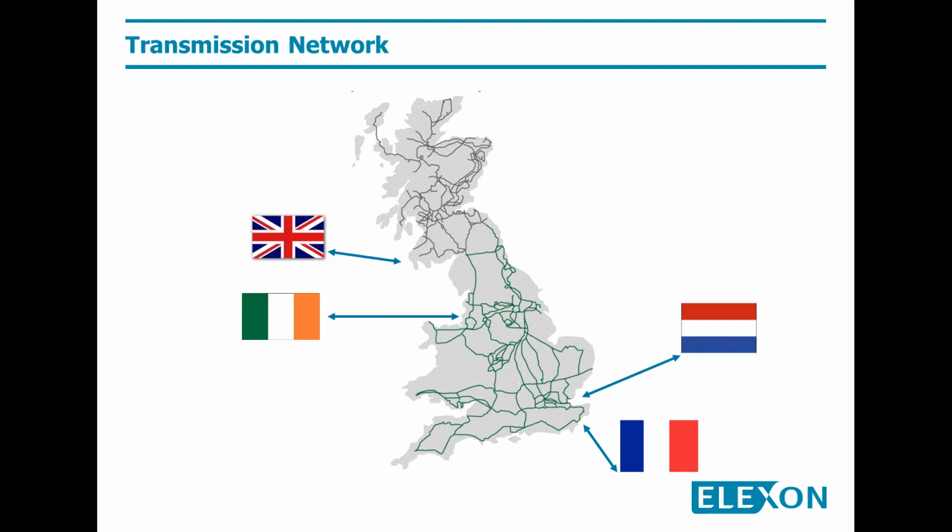Attached to the transmission network, we have a number of large generators and a number of large suppliers. We also have 4 interconnectors that allow us to trade and export and import power from other countries in Europe. So we have 1 that goes to France, 1 to the Netherlands, and 2 that cross the Irish Sea, 1 to Northern Ireland and 1 to Ireland.